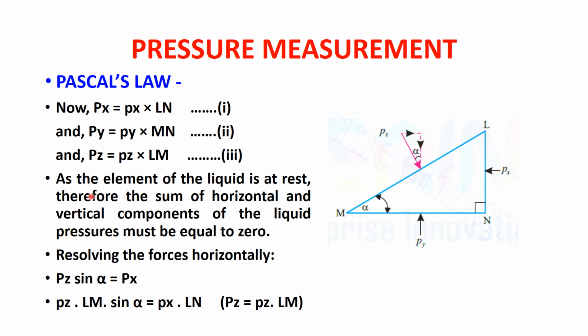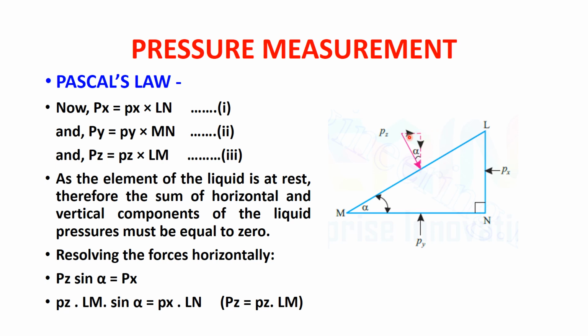Now see, as the element of the liquid is at rest, the sum of horizontal and vertical components of the liquid pressures must be equal to 0. As we have considered that this fluid element is at rest, the sum of all the forces should be equal to 0. Resolving the forces horizontally: how to resolve these forces? Just see, this is Pz, a diagonal force, so we have to resolve it in the vertical direction first and second in the horizontal direction.